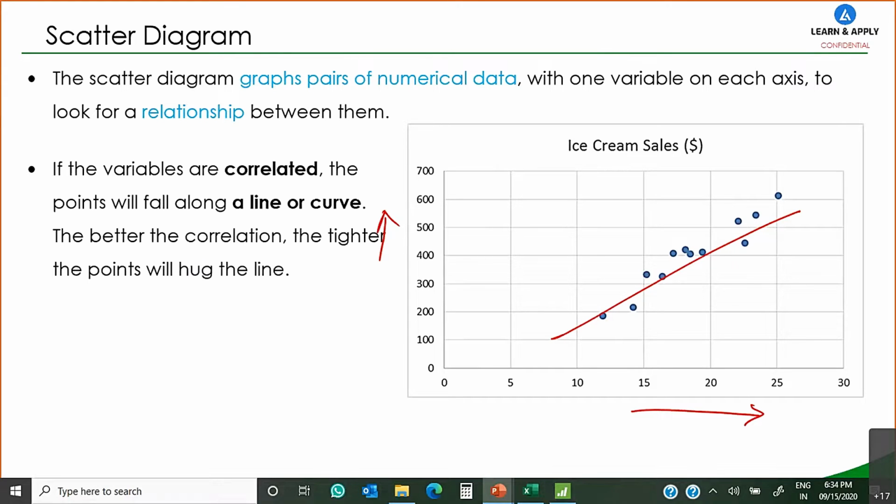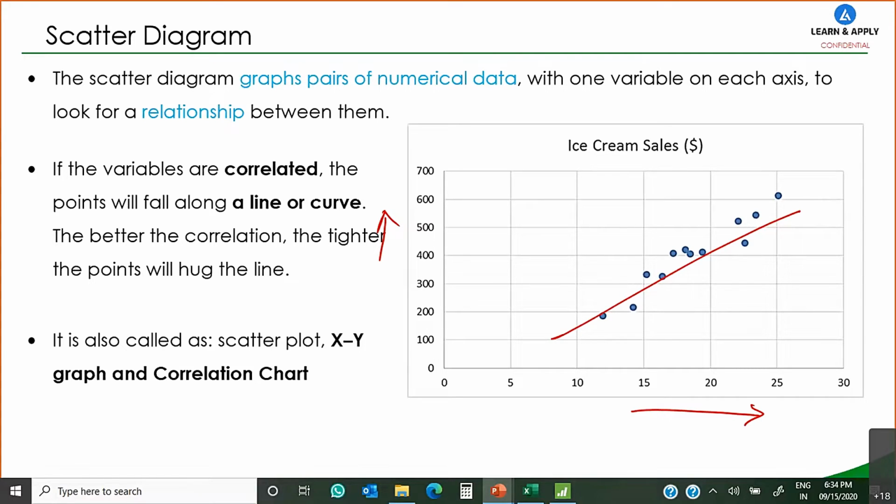If the variables are correlated, the points will fall along the line or curve. The better the correlation, the tighter the points will hug the line. So depending on the scatter of these points around the line, we can say whether these two variables are related to each other or not. It is also called an XY graph, correlation chart, scatter diagram, or scatter plot. It has multiple names, but the meaning is one and the same.